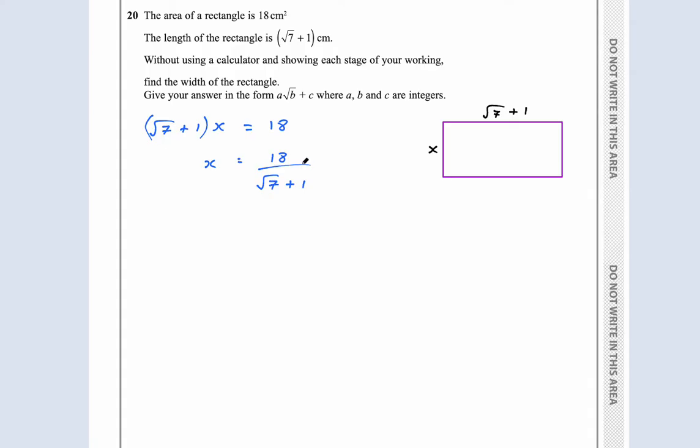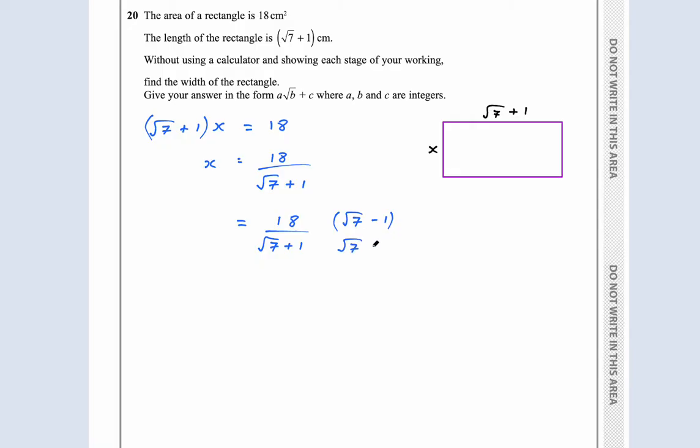Well, I have a surd underneath the line, so I need to rationalize the denominator. So this is a rationalize the denominator question, kind of hidden in an area of a rectangle question. So how do I do it? Well, I multiply above and below by the conjugate of the denominator.